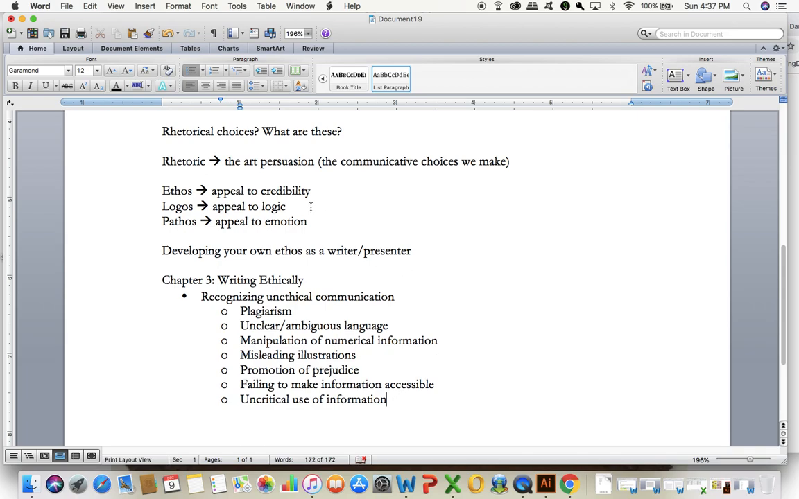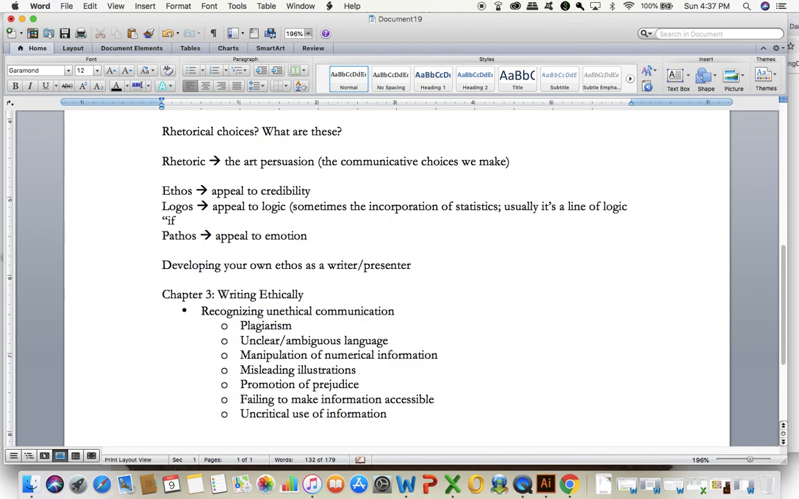But going back to these rhetorical appeals, so the appeal to logic, sometimes the incorporation of statistics, but usually it's a line of logic, which oftentimes comes in implicitly or explicitly, an if this then that statement. And I'm just going to use a fake example. I'm just going to make some information up.